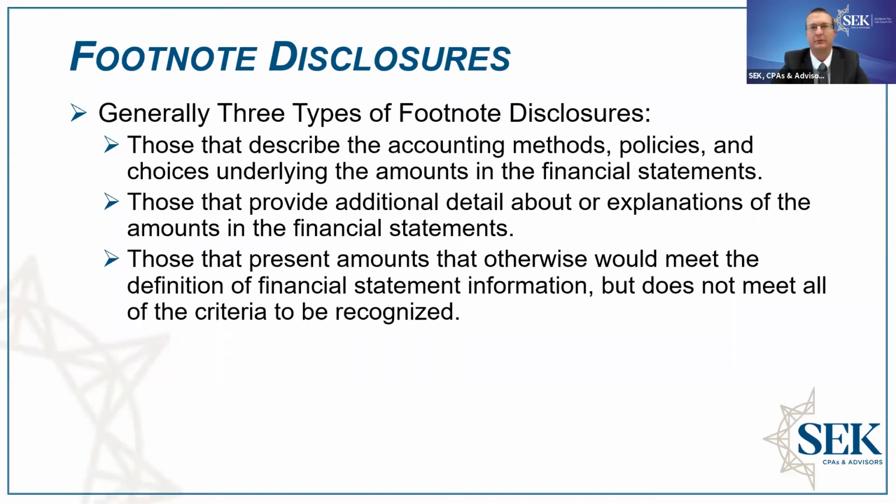There's three different types of footnote disclosures. The first one is pretty general, and it goes through the accounting methods, policies, and choices that are ultimately underlying the amounts in the financial statement. We'll get into some examples shortly, but that's typically note number one. That's the summary of significant accounting policies. And that describes the what or the how information is ultimately recorded.